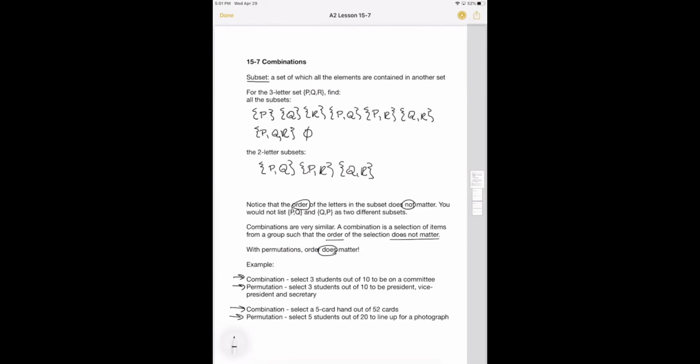But what's a permutation where the order would matter? Selecting 5 students out of 20 to line up for a photograph. You could have the shortest student on the left. You could have the tallest student on the left. You could have the girl with the blonde hair in the middle, or the girl with the blonde hair on the far right. So there is a special order to arrange the students when you're lining them up for a photograph. So order matters. That would be a permutation. How many ways could I order 5 students out of 20?